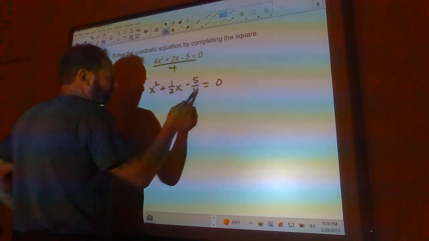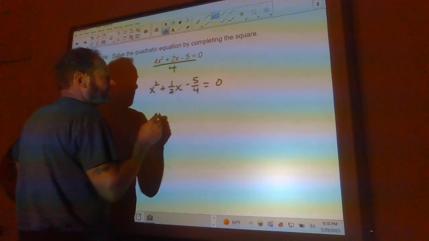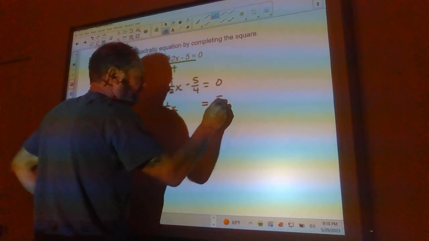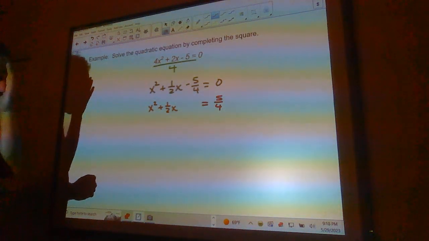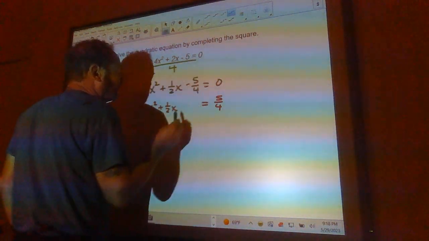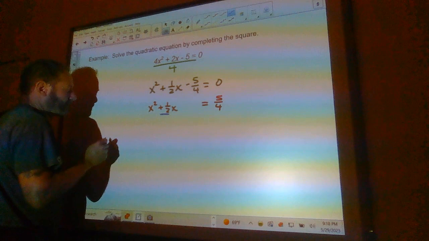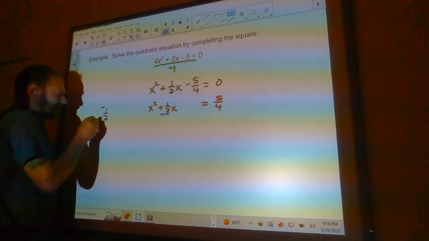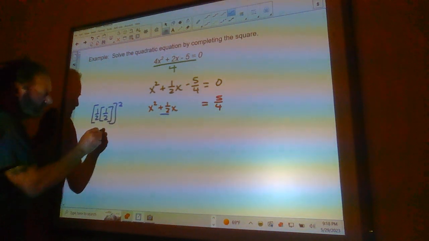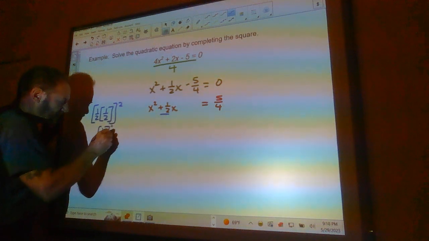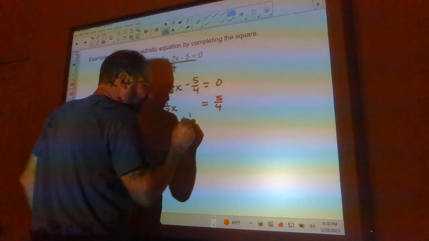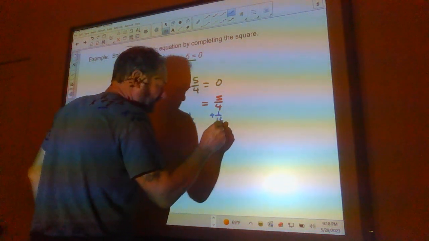Now this is still not a perfect square. I'm going to get rid of this number here. I'm going to add that to both sides. So I'm going to get x squared plus 1/2 x equals 5/4. This one's going to be a little bit tough because it's got fractions in it, but you can still do it. I'm going to take this number right here, 1/2. I'm going to take half of that, and I'm going to square it. So this is 1/4 squared, which is 1/16. I'm going to add that to both sides. Plus a 16th here, plus a 16th here.